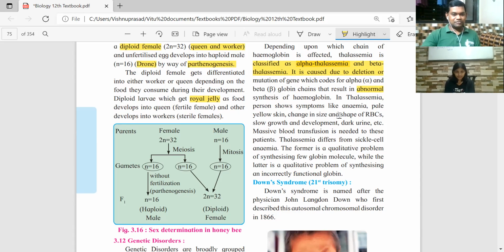So उसमें symptoms क्या होंगे thalassemia patient में? Anemia, deficiency of iron. Pale yellow skin. Change in the size and the shape of RBC. These are the symptoms. RBC का shape और size ही बदल जाएगा. In general, the person's growth and development will be slow. Urine produced will be dark. ये सब उसके symptoms हों.